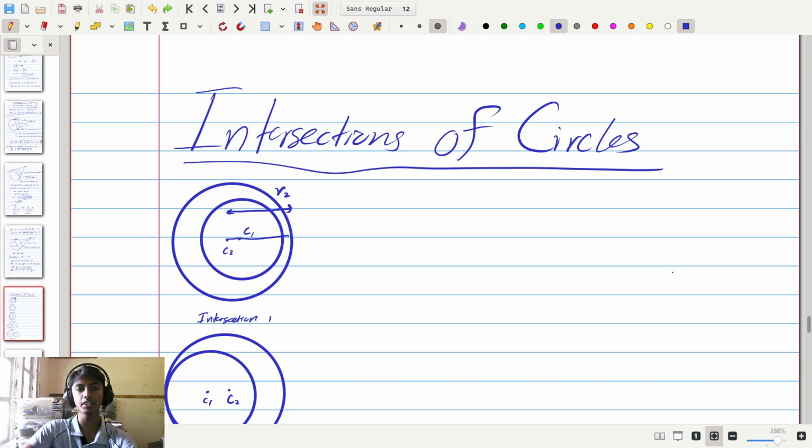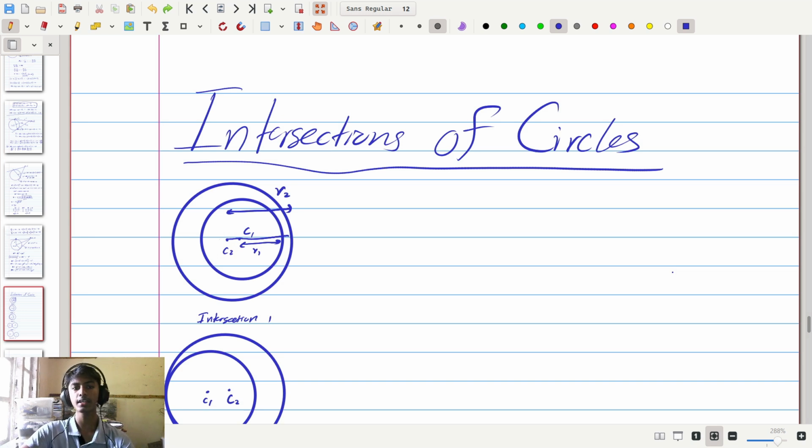Next, let's consider this length here. This length is r1 since it is the distance from the center c1 up to the edge of the circle c1. Let's suppose that we call this length between the two centers of the circles c1c2, since this point is c1 and this point is c2, and c1c2 represents the distance between c1 and c2.